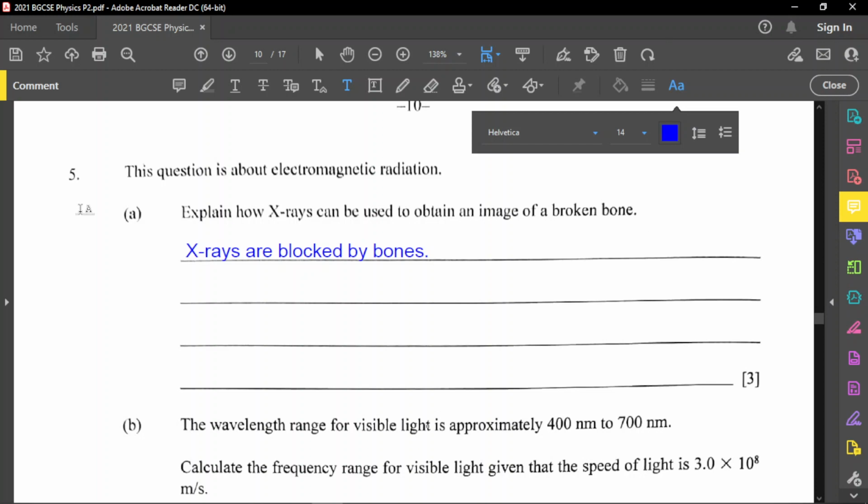All right, so what I want to note is that when it's blocked by bones, at the bones, it will generate what they call a white image. As a matter of fact, X-rays are black and white, if you notice that. So it generates a white image. That's the next thing I want to note. We're looking for 3 marks. The X-rays are blocked by bones. So at the bones, it will generate a white image.